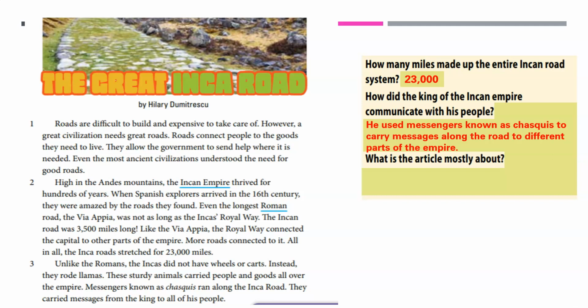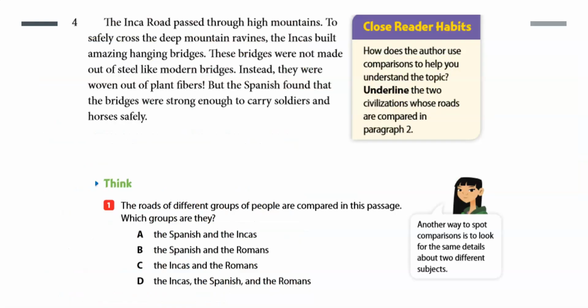Now, what is this article mostly about? So I know that in every paragraph they talk about the importance of roads to the civilization. And it gives different details. I'll give you a second to think. What is this article mostly about? Okay, so let's see if your thoughts and my thoughts match up. The article is mostly about the amazing roads and bridges built by the Incas and how the roads and bridges were used. Excellent. Let's keep going.